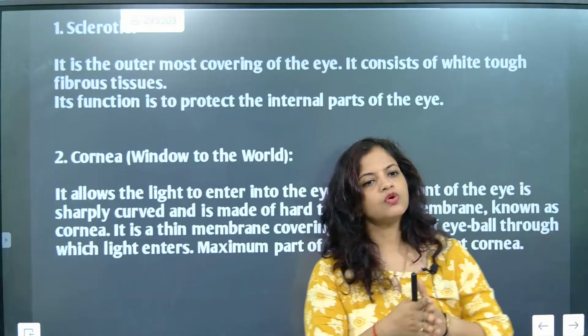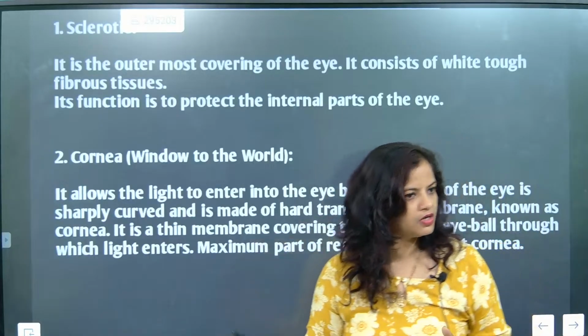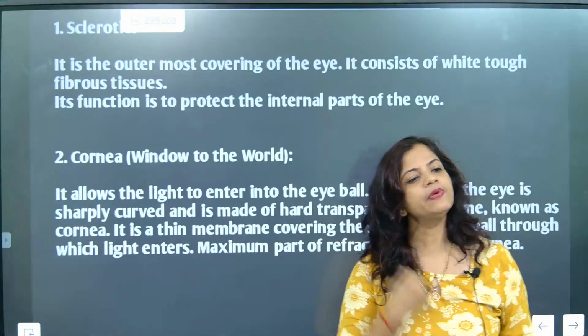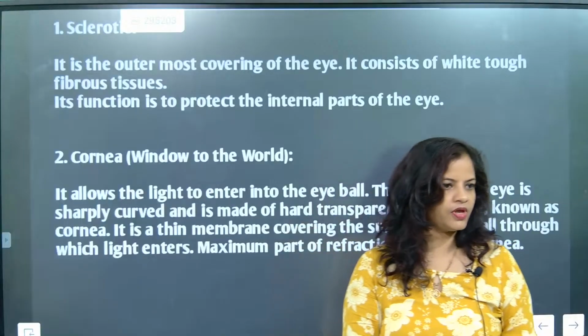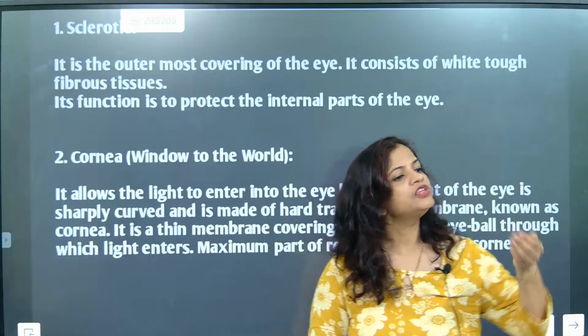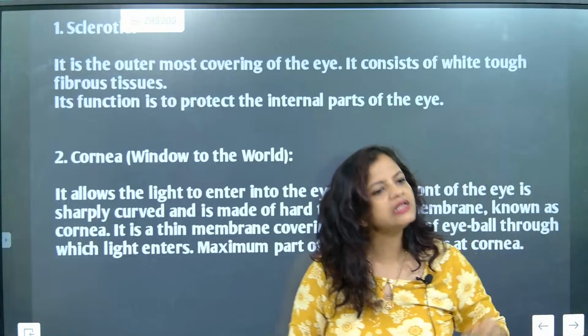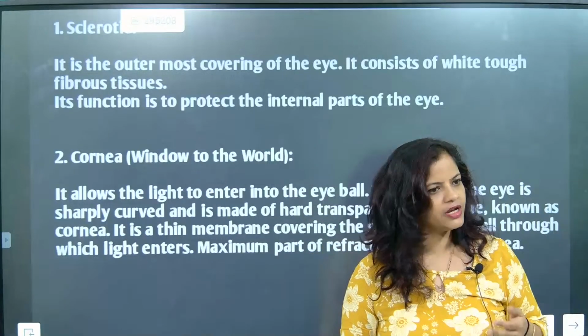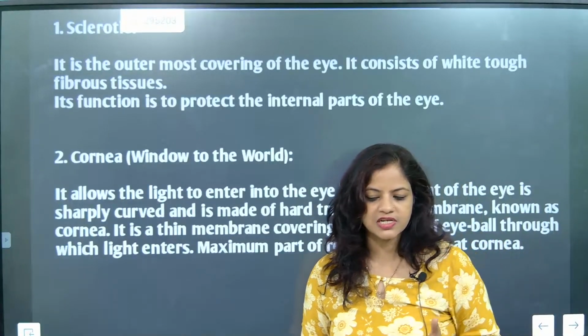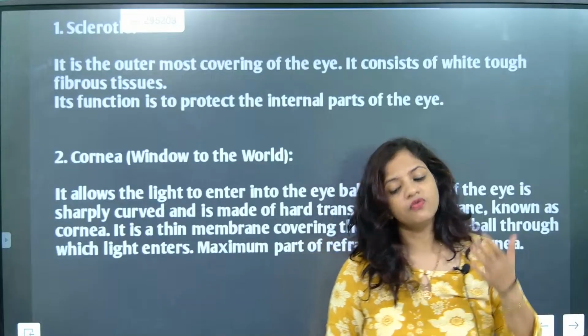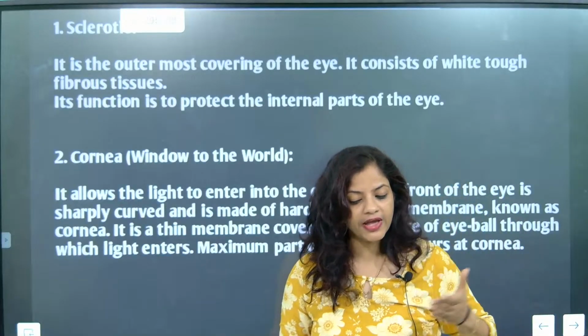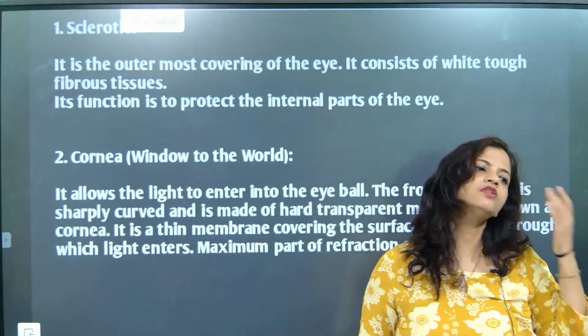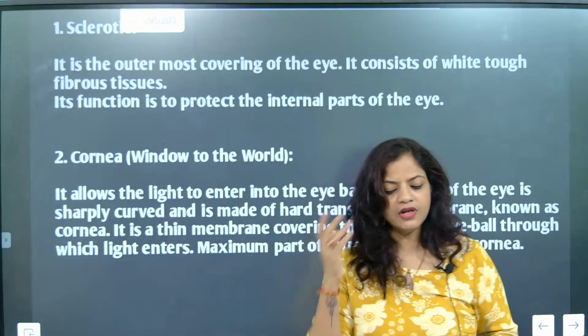So it is also called the window to the world. Why, beta? Because it enables us to have vision. It is that section which allows the light to enter inside the eye. Got it? So cornea is considered the window to the world because it allows light to enter through it. Understood? We have learned about it.